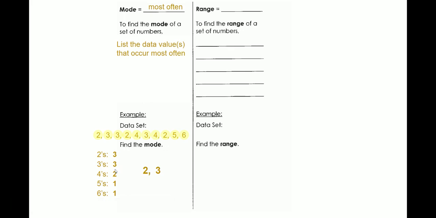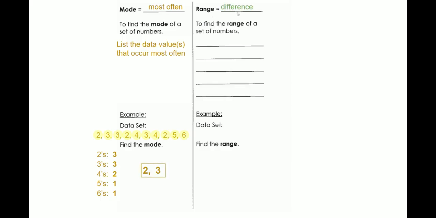Now, sometimes you may have one mode, you may have 2 modes, you may have 5 modes, you may have 10 different modes. You may have no modes at all. For example, if no number occurs more than once, then you don't have a mode. If you have 5 numbers that occur 2 times and everything else occurs 1 time, then you may have 5 modes. So let's go to our last concept, which is range.